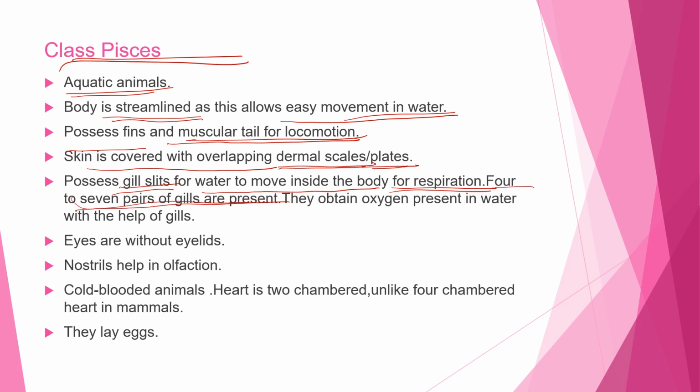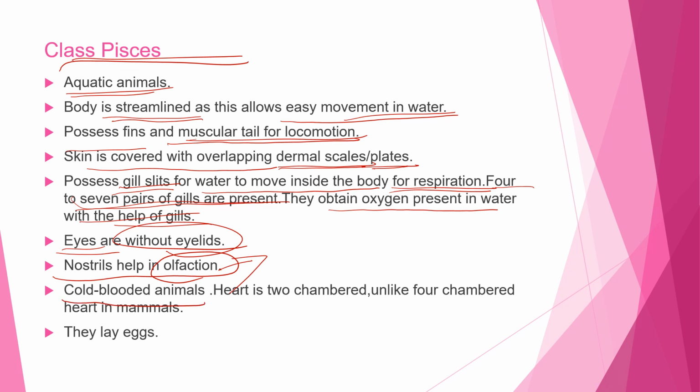Okay, is it clear? So they have 4 to 7 pairs of gills. They obtain oxygen present in water with the help of gills. Now the eyes in these species are always without eyelids. They don't have any eyelids. Now nostrils help in olfaction. So what is the meaning of this term olfaction? When you are smelling something through the nose, the process of smelling is called olfaction. So nostrils help in olfaction.